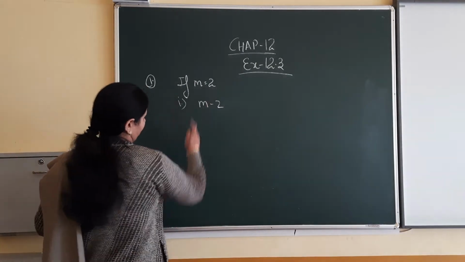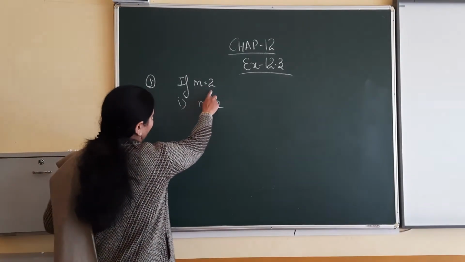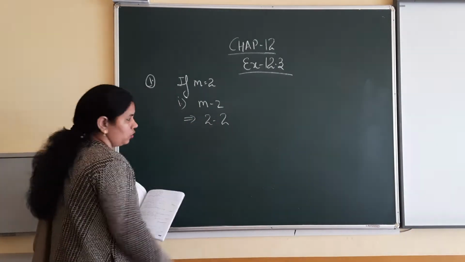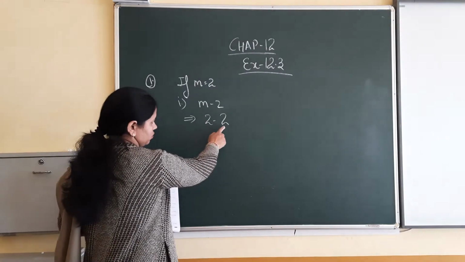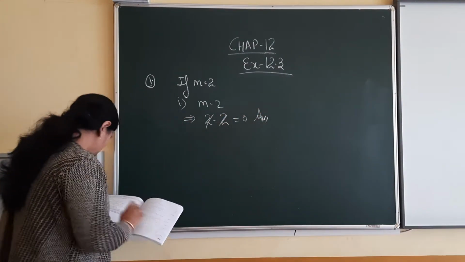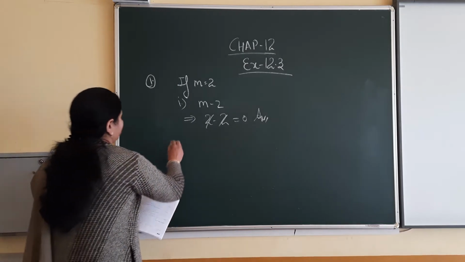Already we know the value of m, that is 2. So now put this value of m here in the given expression. So we have 2 minus 2. Now this 2 has a plus sign and this one a minus sign, so plus and minus cancel out and the answer will be 0. I am taking now one more, that is the fourth one.